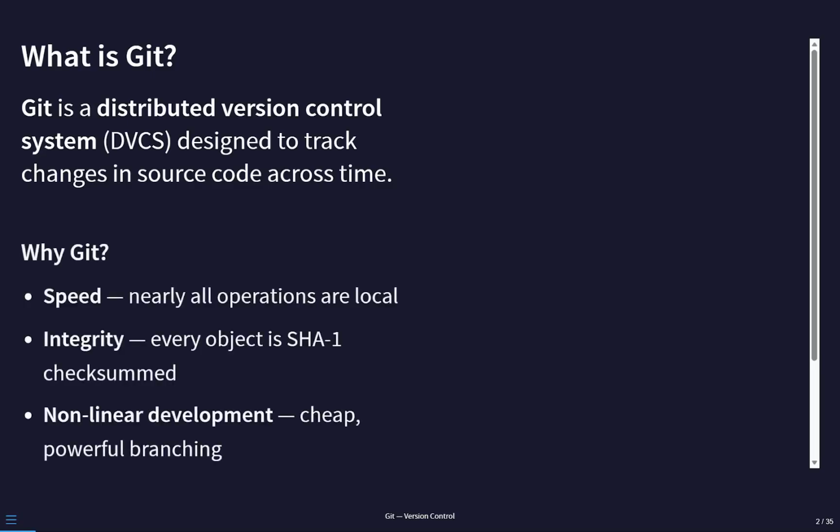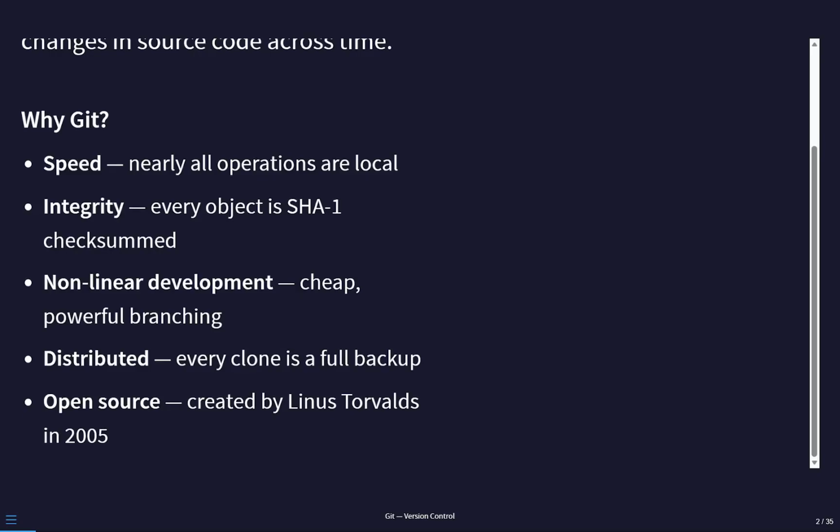Why has Git become the industry standard? A few reasons. Speed. Nearly every operation in Git, committing, branching, merging, happens locally on your machine. There is no round trip to a server. It is fast. Integrity. Every single object Git stores is identified by a SHA-1 hash of its contents. If even one byte changes, the hash changes. You cannot accidentally corrupt history without Git knowing about it.